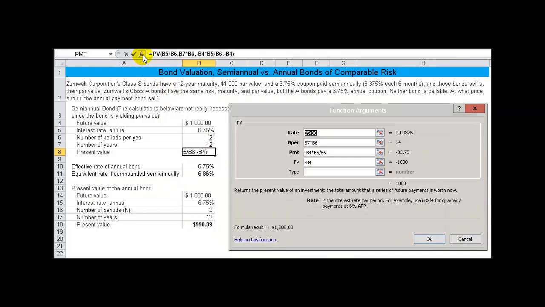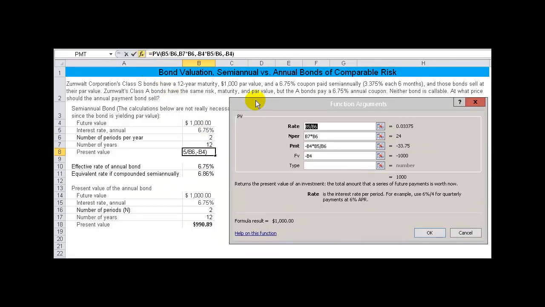You would use the present value function, and here I'll put it up right here. And then you'd say, well, what's the rate? On the semi-annual bond, the rate is given by B5, which is the 6.75, divided by B6, which is 2. In other words, 2 times a year. So we get that 3.375, which you see right there. Okay, what's the payment amount? Well, again, I'm going to enter this as a negative so that my present value comes back positive.